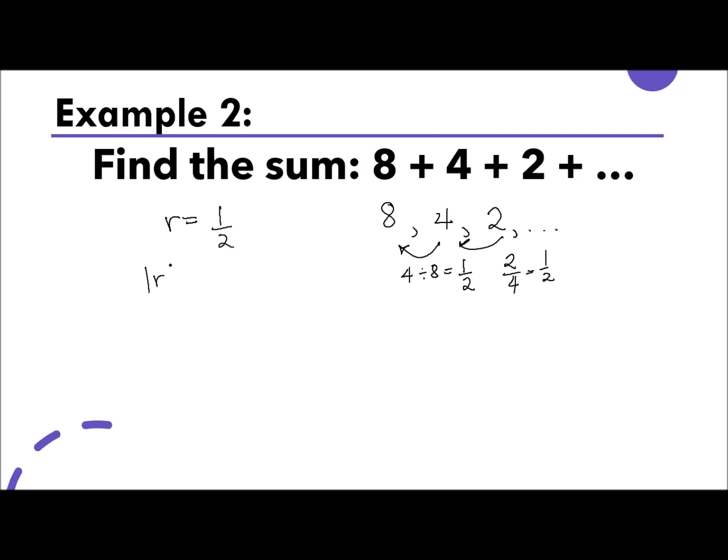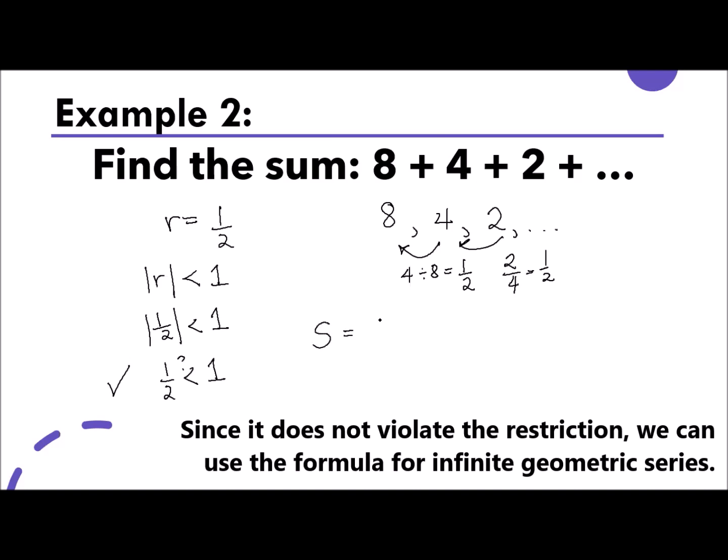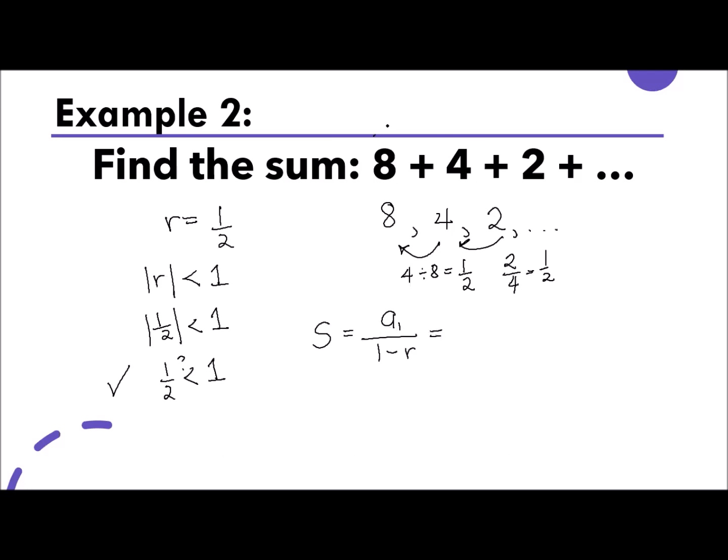Okay po. Pasok po ba siya dito sa rule natin na ganyan? Sige, substitute natin para mas ma-visualize ninyo. So, what's the absolute value of 1 half? So, that is 1 half less than 1. Is that less than 1? Okay, very good. So, ibig sabihin, pwede natin gamitin yung formula, which is S is equal to A sub 1 over 1 minus R. As simple as that. So, our first term here is 8 over 1 minus, what is our ratio? Yeah, ratio here is 1 half.